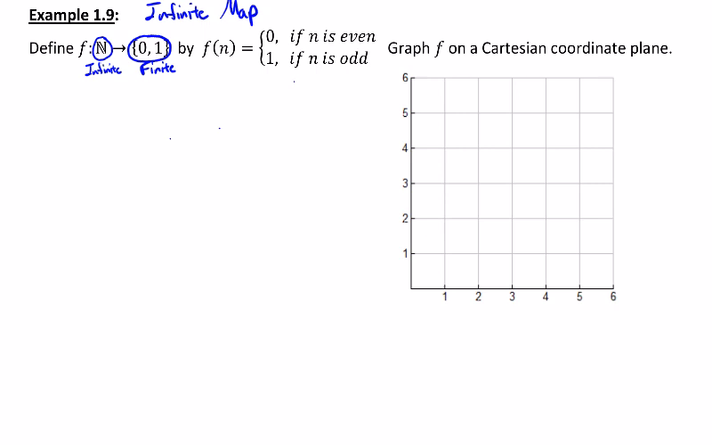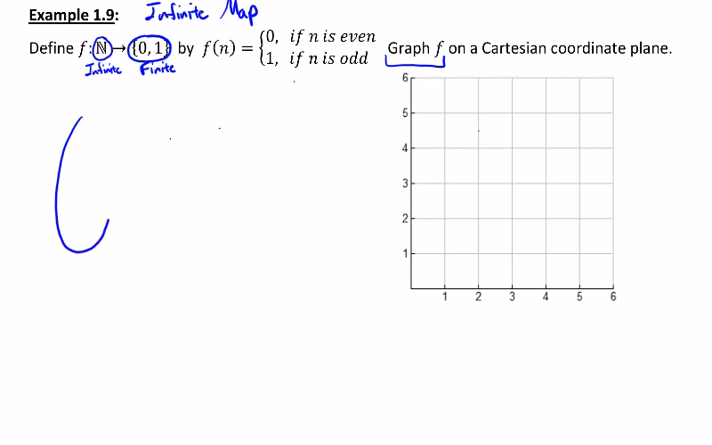So I want to try to do some kind of arrow mapping, even though it doesn't say in the directions to do an arrow mapping. It just says graph F on a Cartesian coordinate plane. But I think the arrow mapping might help us to get an idea of what's really going to be taking place.